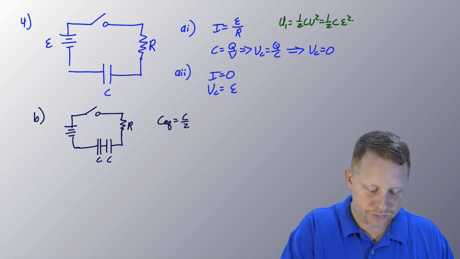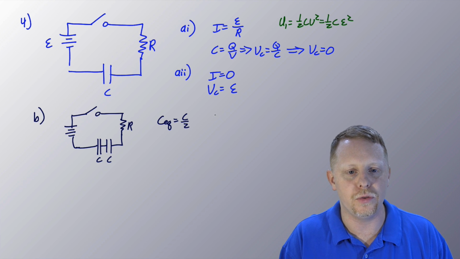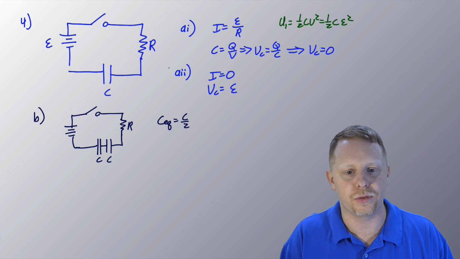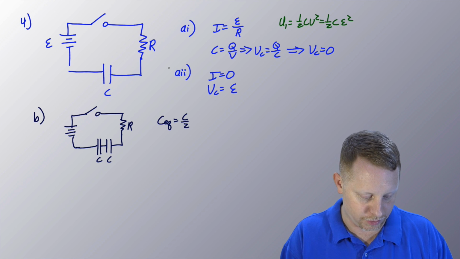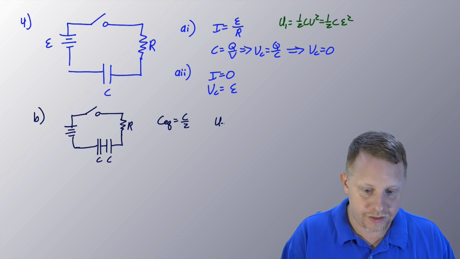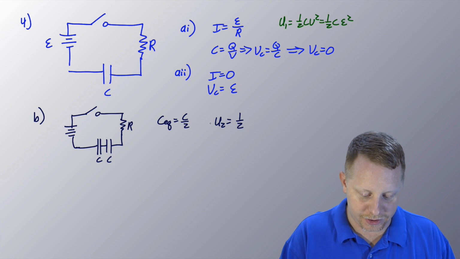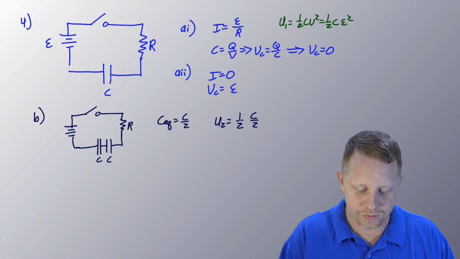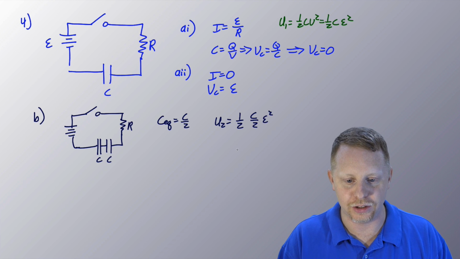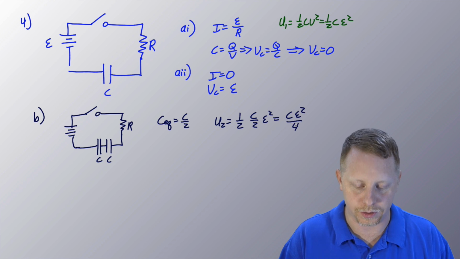That's our U1. Now in 4B, it wants to know the ratio of U1, the energy in the first circuit, compared to the energy stored in the 2 capacitors in the new circuit, which we're calling U2. U2 is going to be 1/2 CV squared. Our C equivalent is C over 2, and we've still got our same source of potential difference. So that's going to be CE squared over 4.